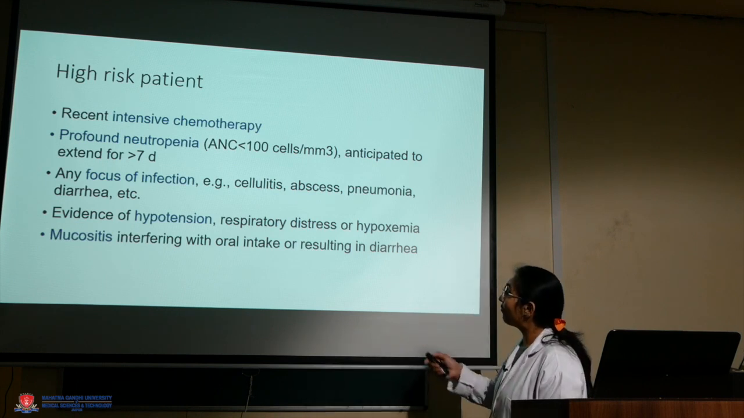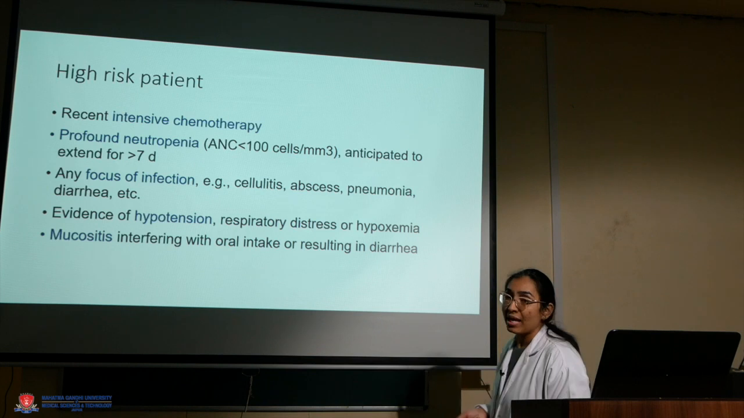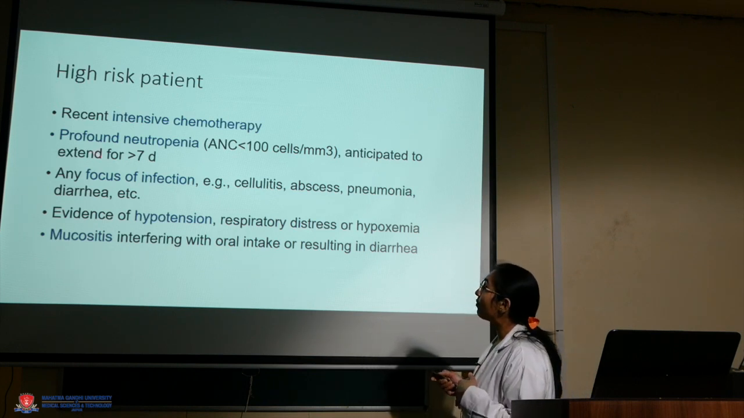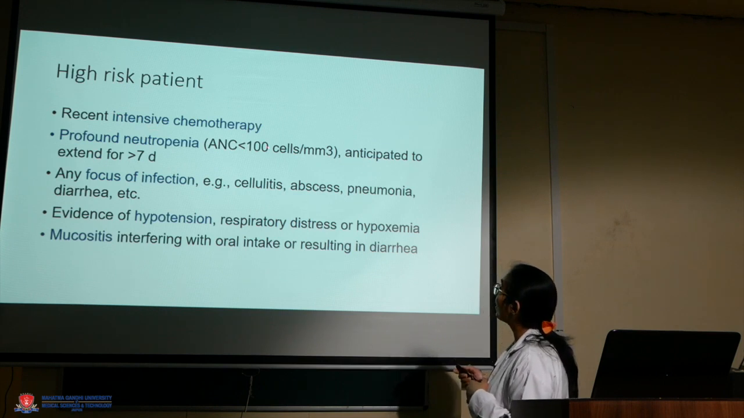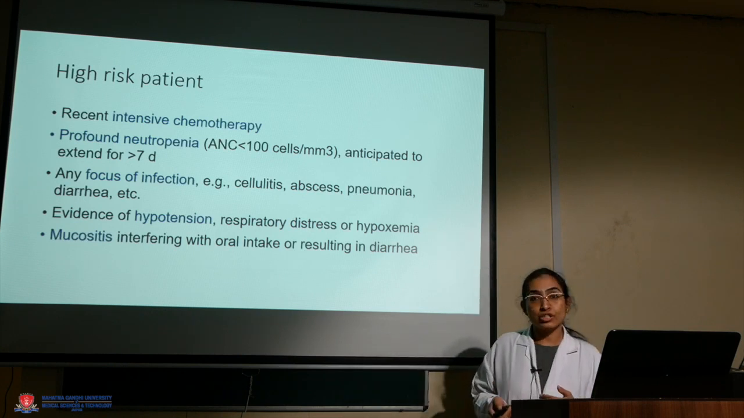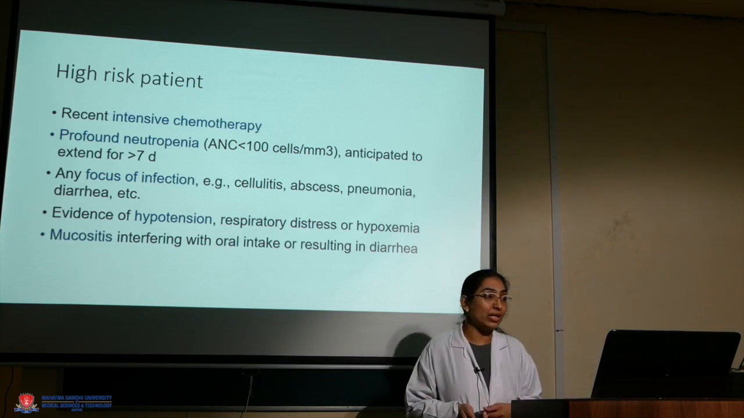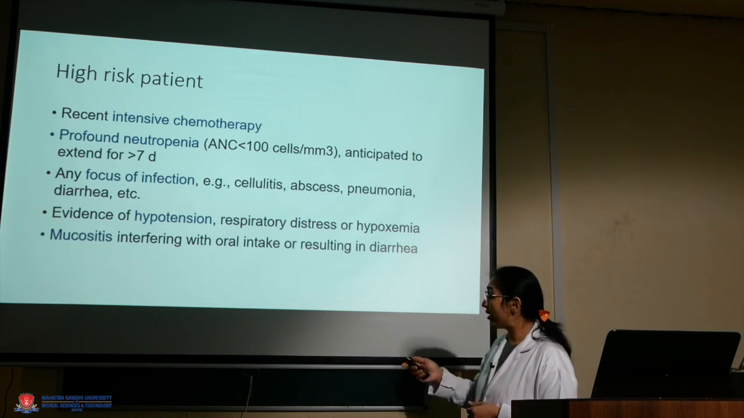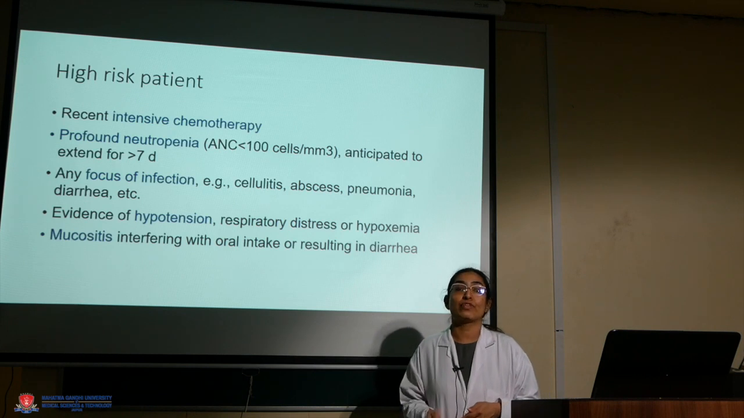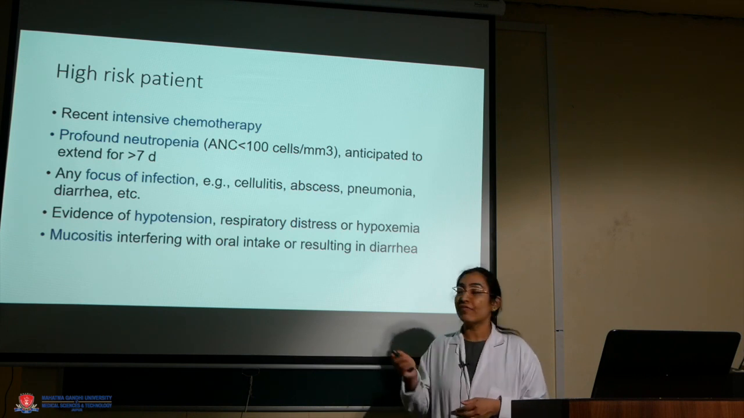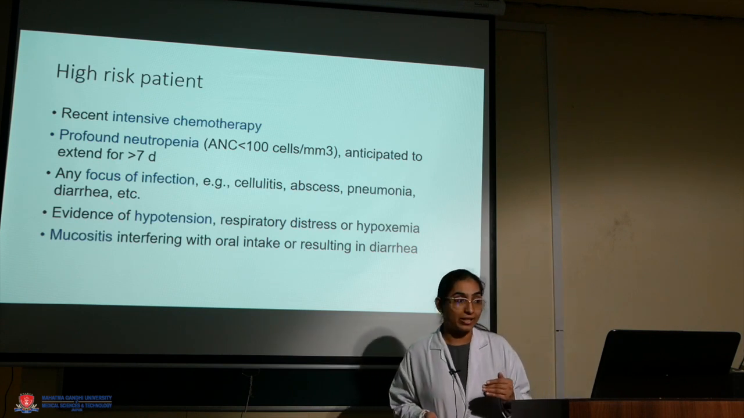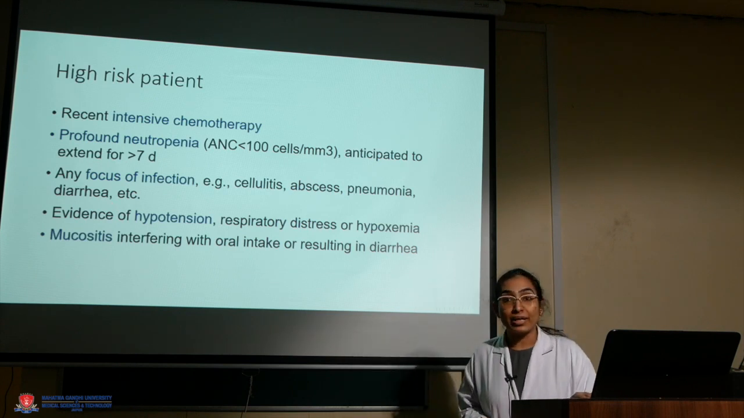So the patients who have recent intensive chemotherapy, as we know that their counts are going to fall by day 8 or 9, then those who are having profound neutropenia, that is the ANC is less than 100 and or anticipated to extend to more than 7 days. Any focus of infection like cellulitis, abscess or pneumonia or diarrhea, if there is any evidence of hypotension, so this is a very important marker. You have to measure the blood pressure of any febrile neutropenic patient and see if he or she is in hypotension. You must immediately upgrade the antibiotics and suspect a gram-negative sepsis.